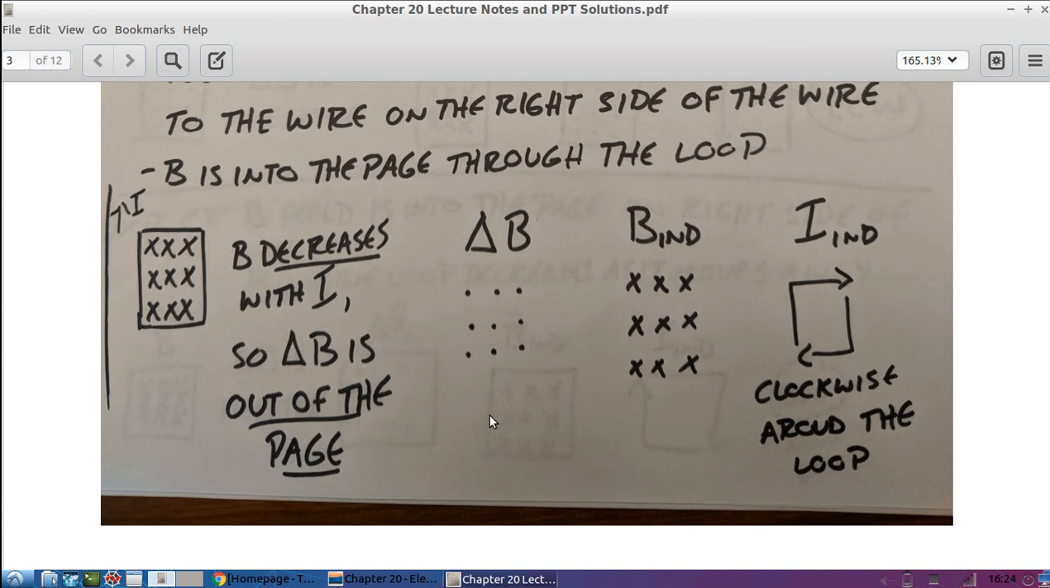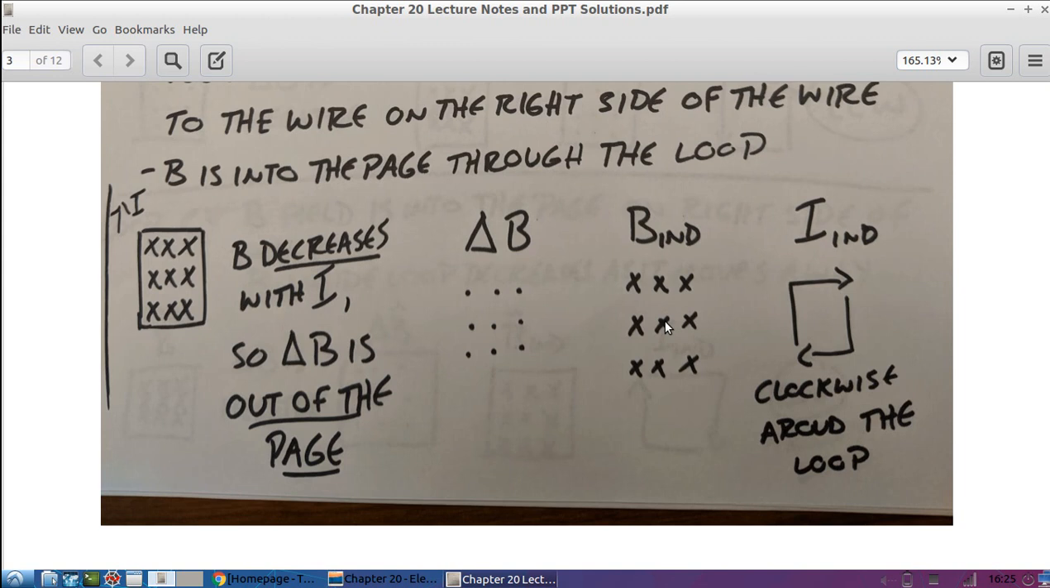So I drew these vectors to represent the direction of delta B. Delta B is coming out of the page. That means the magnetic field induced by the coil is back into the page. Really weird here, right? I've got a decreasing current. I initially have a really strong B field into the page, but it's decreasing, so it's changing in the positive Z direction, out towards me. So B induced is opposite the change of magnetic field. So B induced is into the page.